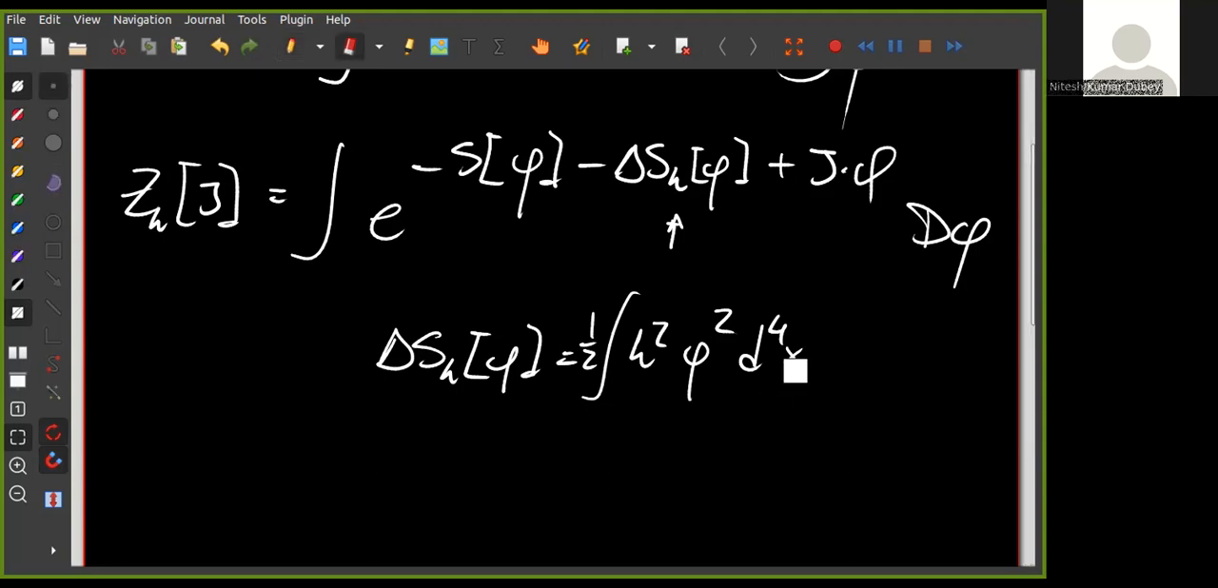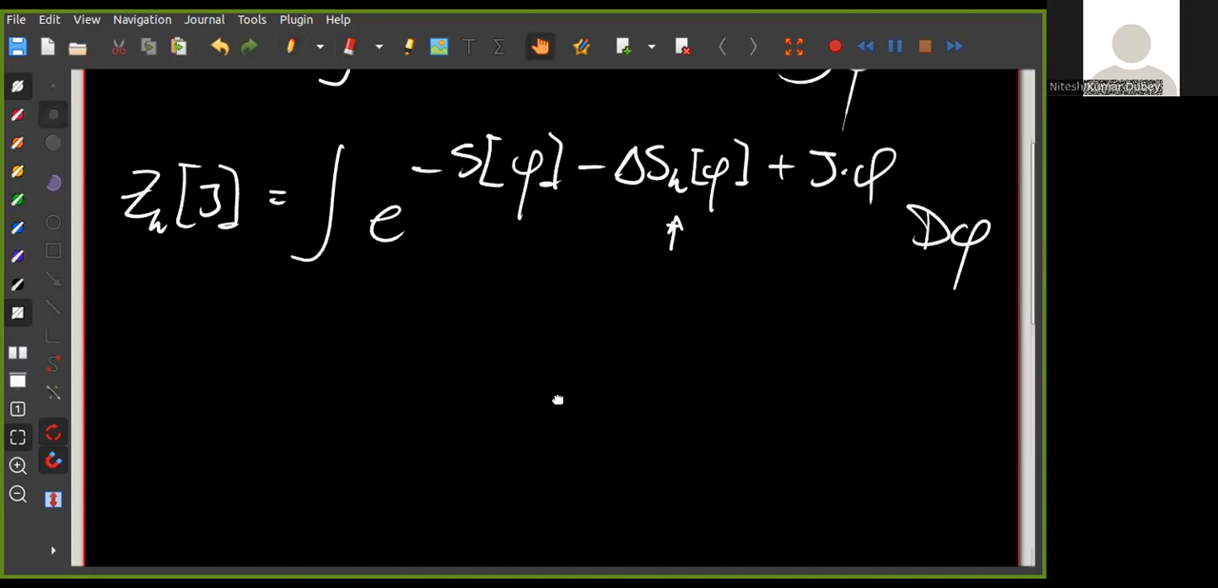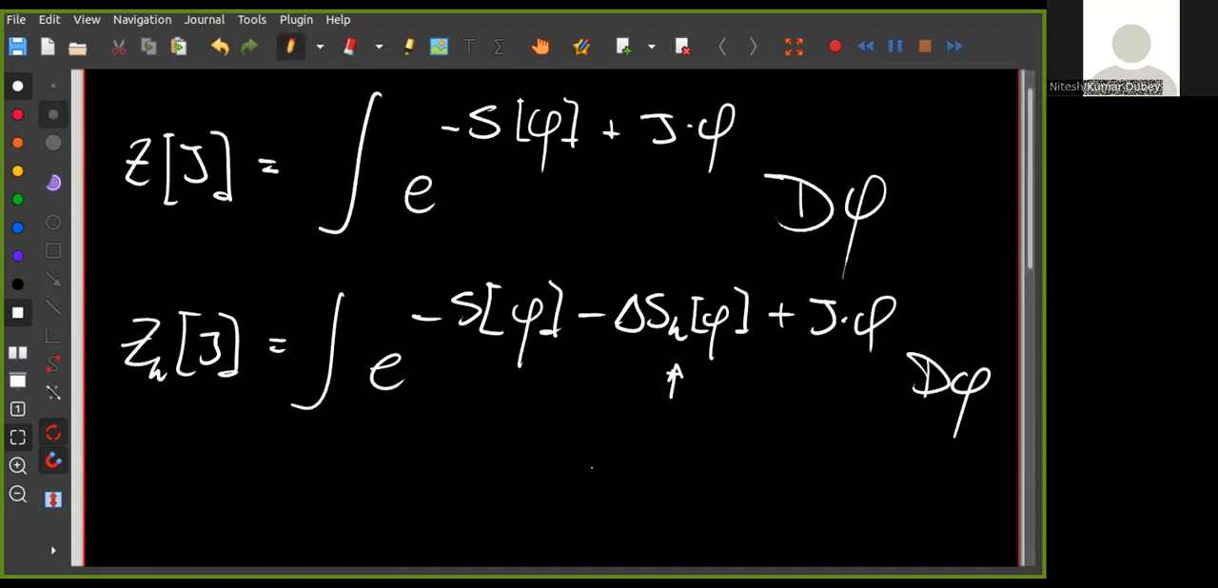So, we are in curved space, right? So we are doing this in curved space. So we can do it in an observer independent way.